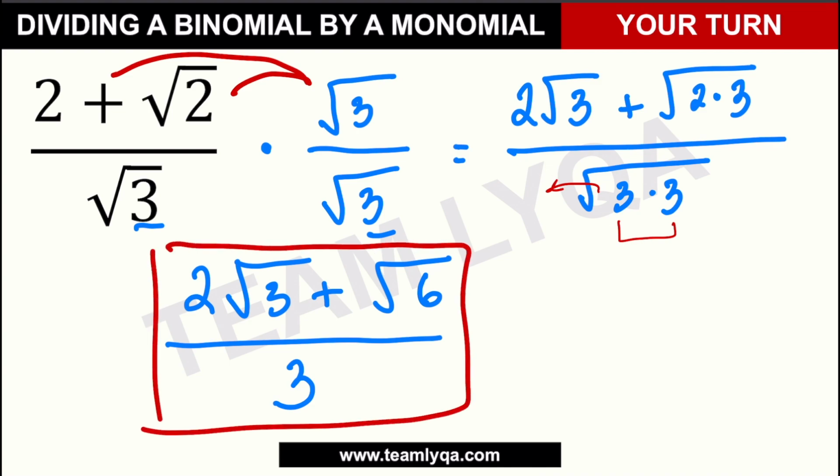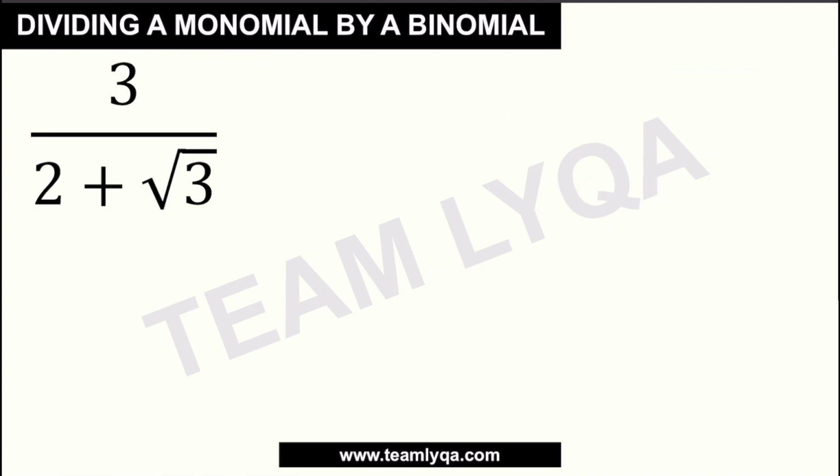Okay? So, again, procedural lang tayo. Ibig sabihin, we're going to take it one step at a time, making sure na wala tayong nawawaglit para makakuha kayo ng tamang sagot. Okay? Now, ang next type of problem would be something like this. This time, we're going to divide a monomial by a binomial. Ibig sabihin, nasa taas naman ng isa lang na entity, sa ilalim, meron kang dalawa. You have 2 plus the square root of 3.